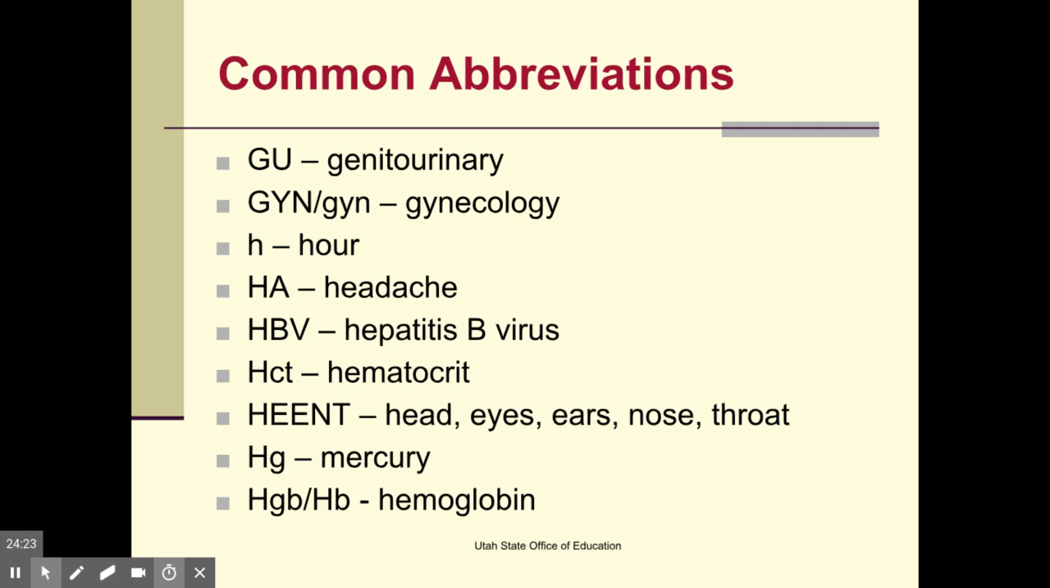HEENT, which means head, eyes, ears, nose, and throat. You will see HEENT on an assessment. That will be the assessment heading, where you're basically assessing the whole head, the eyes, the ears, the nose, the throat. You're asking questions about there. HG is mercury. And we measure blood pressure in millimeters, mm/Hg, which is millimeters of mercury.